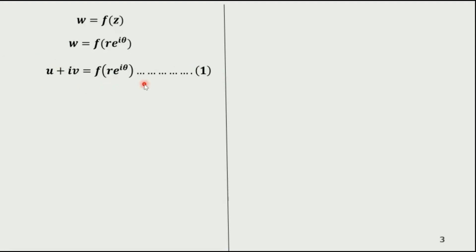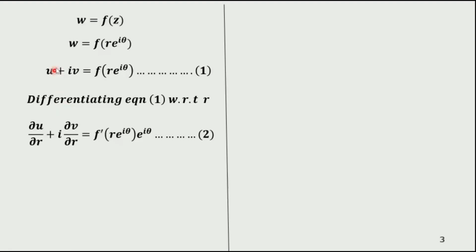Differentiating equation 1 with respect to r, the derivative of u with respect to r will become dou u by dou r. Differentiating partially with respect to r, we get dou u by dou r plus i into dou v by dou r. Differentiating the right-hand side partially with respect to r, the f derivative will become f dash into the derivative of the bracket term, that will become e raised to i theta, because the r derivative will become 1.